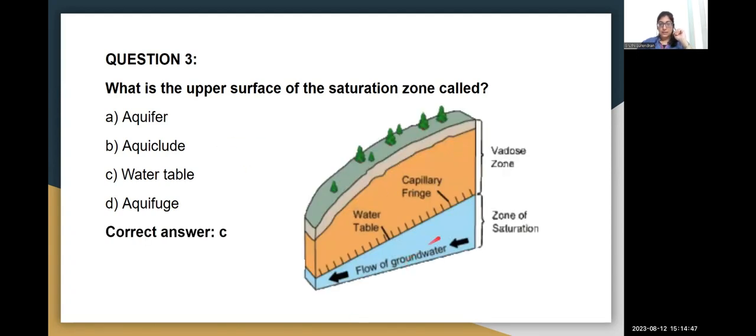So we see here, this is the Vadose zone, or the zone of aeration, or the unsaturated zone. When the geological formation or the soil here is saturated with water, it forms this water table, which forms as a boundary between these two zones. So that was the third question.